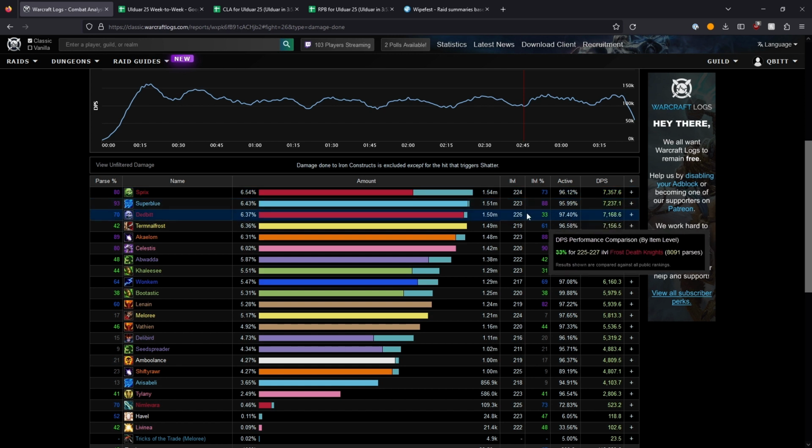One aspect to keep in mind when looking at parses is that time to kill the boss is a big factor. We're not a speedrunning guild, and so the chances of getting everyone into a purple or legendary parse is very small, because our kill times are longer than the really high performing guilds.